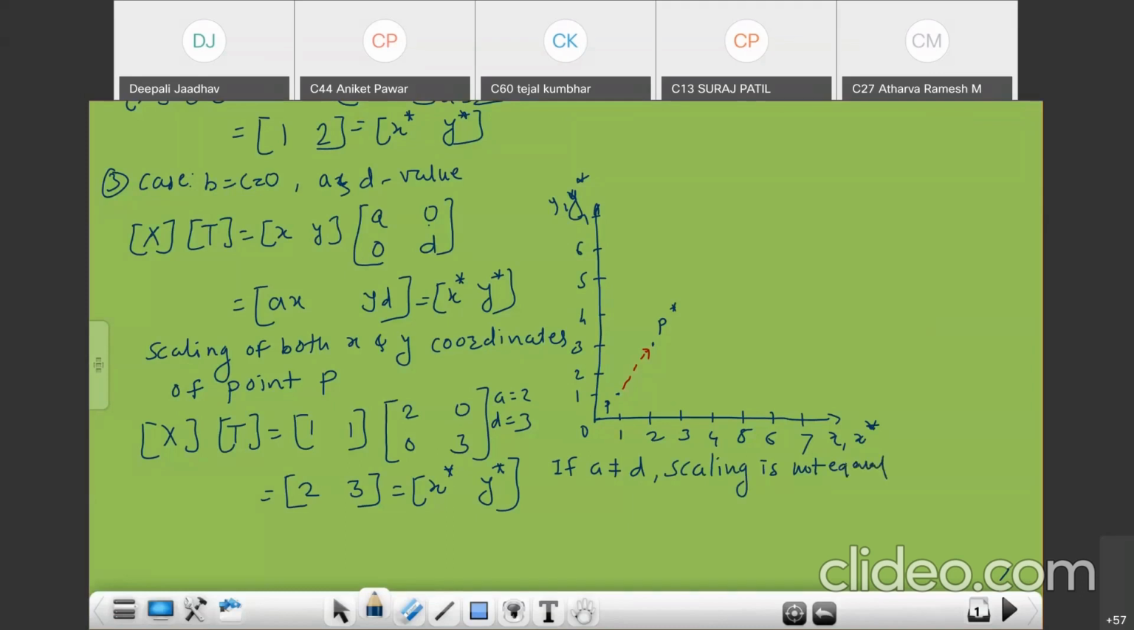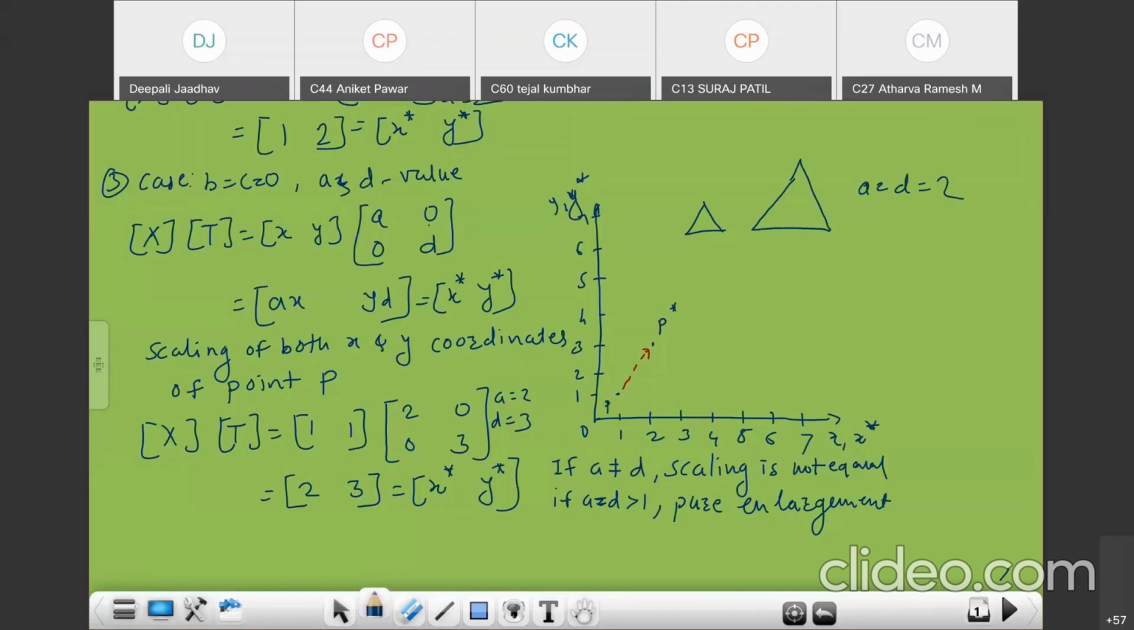Okay. If A is equal to D and greater than 1, then it is a pure enlargement. For example, if there is a triangle like this and we perform A equal to D greater than 1, say A equal to D equal to 2, then what happens? It is enlarged by exactly size 2. It is a pure enlargement.